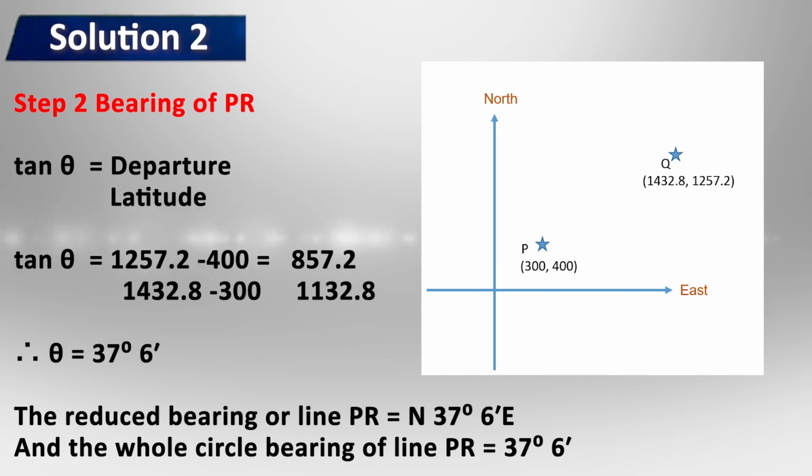37 degrees 6 minutes. As we can see, the latitude and departure both are positive. That means the line PR lies in the northeast quadrant, that is, it is inclined towards northeast. The reduced bearing of the line PR will be north 37 degrees 6 minutes east, and if we convert this value into whole circle bearing, it will be 37 degrees 6 minutes.